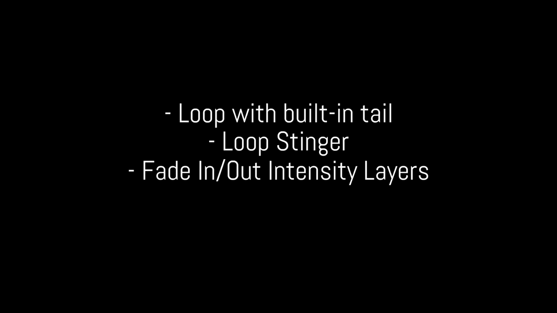So we'll start off with how you can make a loop which has a built-in tail work within FMOD, and also how we can trigger a loop stinger when the loop point happens. Then we'll follow up with how you can fade in and out different intensity layers, how you can trigger a stinger when you raise the intensity, and also when you lower the intensity. So without further ado, let's get to it. So let's start with the loop.